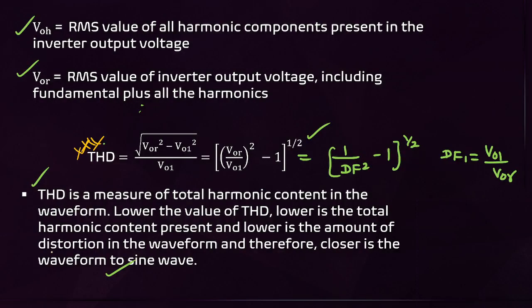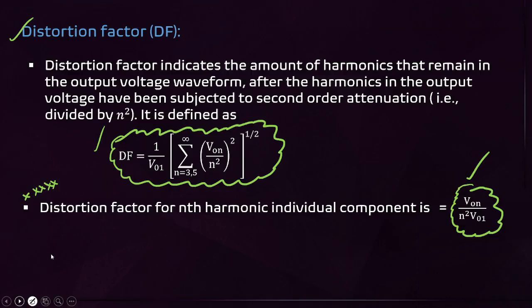Total harmonic distortion indicates the total content of the harmonics. Harmonic factor is the individual harmonic content: how much first order, how much third order, how much fifth order, like that. But THD will give the total harmonic distortion. What is the distortion factor formula?